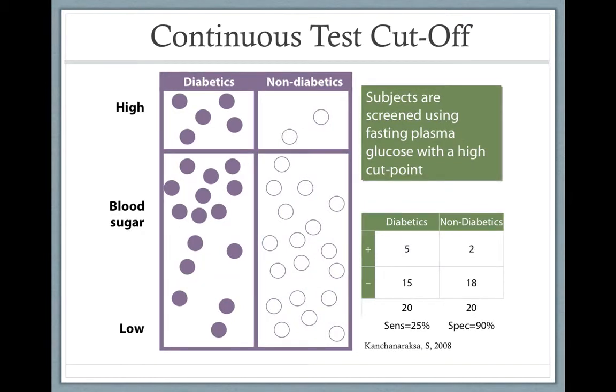If you look at this next chart, this is the same idea but with a high cutoff. So if you look at our table, we, in this case, are very good at identifying those that do not have the disease. So with a high cutoff, we have a very high specificity of 90%. 18 of our non-diabetics were negative on the test, whereas our sensitivity is extremely low because 15 of our diabetics were diagnosed without diabetes.